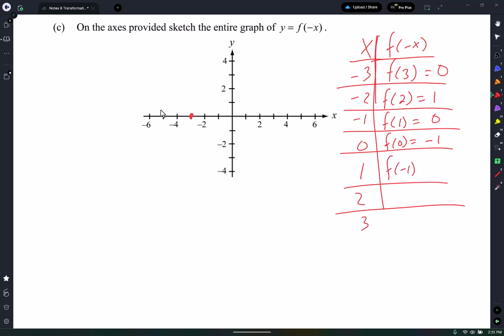F of negative 1 is negative 1. F of negative 2 is negative 2. And then f of negative 3 is negative 3. Plot those points. Negative 3, 0. Negative 2, 1. Negative 1, 0. 0, negative 1. 1, negative 1. 2, negative 2. 3, negative 3.